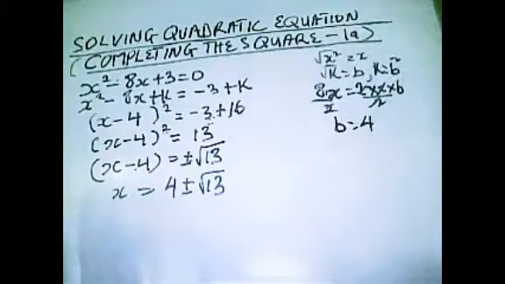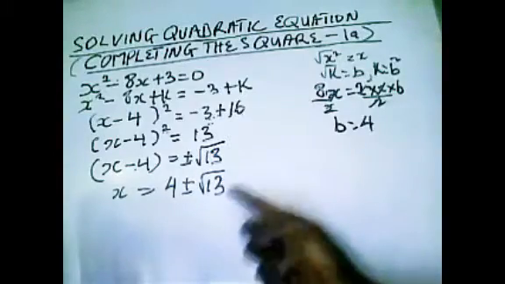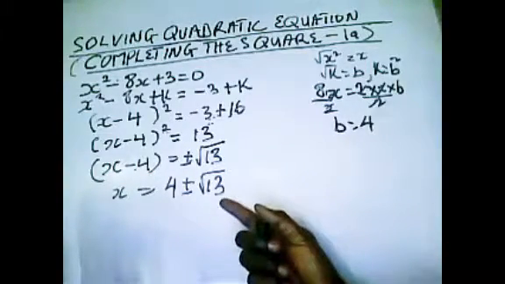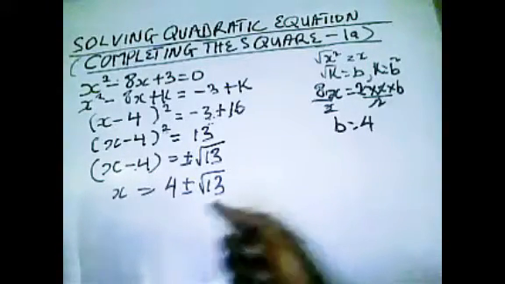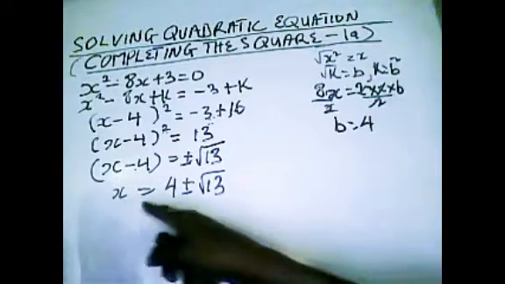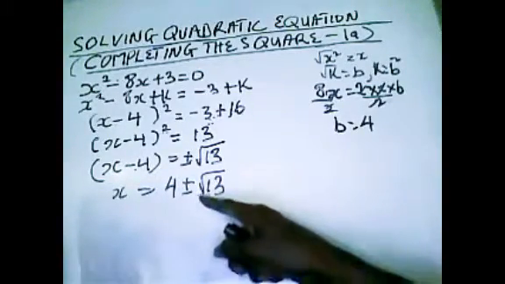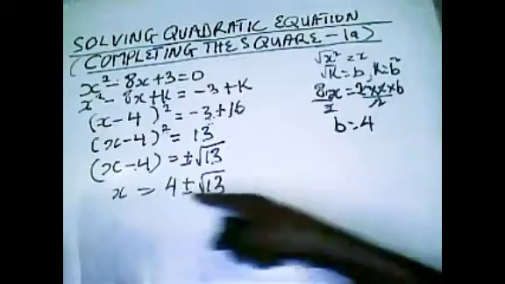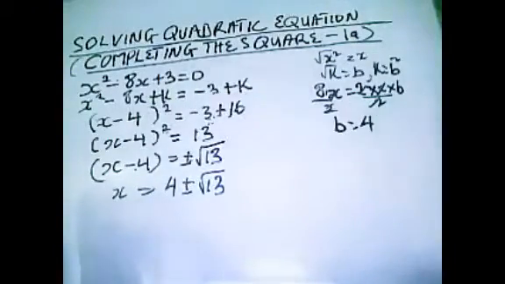Now we are going to stop here as the final answer, although we can still go on ahead to use a calculator to get the square root of this. Okay, but for now I would like us to stop here. So x equals to 4 plus or minus root 13. This is now the root of this quadratic equation. I hope the explanation is clear to you.